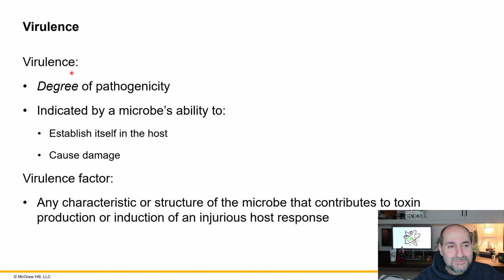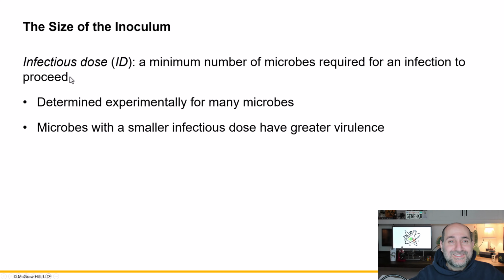Please know what virulence means. Remember, this means the degree of pathogenicity, and then know what a virulence factor is. Remember, I told you that anything that helps a bacterium or a microorganism to cause a disease is called a virulence factor. Please know what an infectious dose is. Remember, it takes more than one microorganism to make you sick usually, right? It's the minimum number of microbes required for an infection to proceed. And remember that microbes with smaller infectious dose are usually ones that are more virulent.